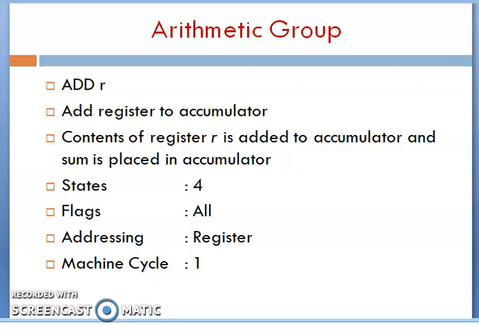As you know, since the operands are in general purpose registers, it is coming under the category of register addressing. And since the operands are in general purpose registers, no further memory read or write operation is needed. Therefore, it is having only one machine cycle, which is the opcode fetch cycle. And in the data transfer group of instructions, none of the flags are affected, but in almost all of the arithmetic group instructions, almost all the flags are affected, and in ADD R, all the flags are affected.